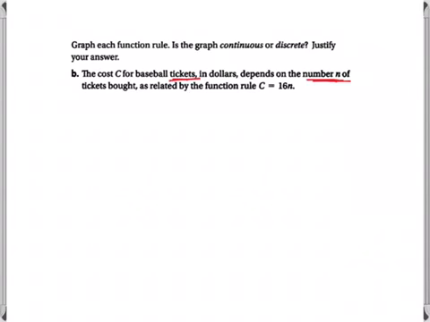So when you buy sports tickets, you have to buy full tickets. You can't buy half a ticket. You can't buy a third of a ticket. And because you can only buy whole number tickets, this graph is going to have to be discrete, meaning that it's going to be dots as opposed to connected line.